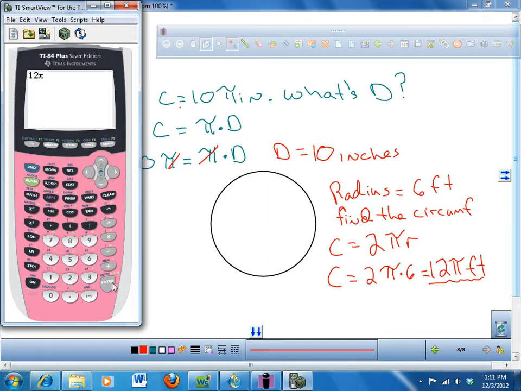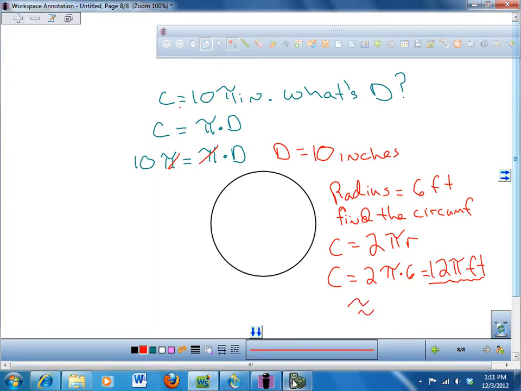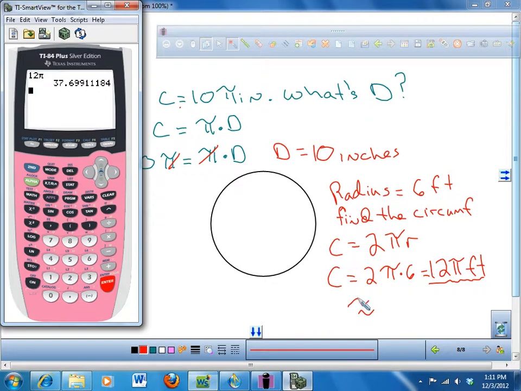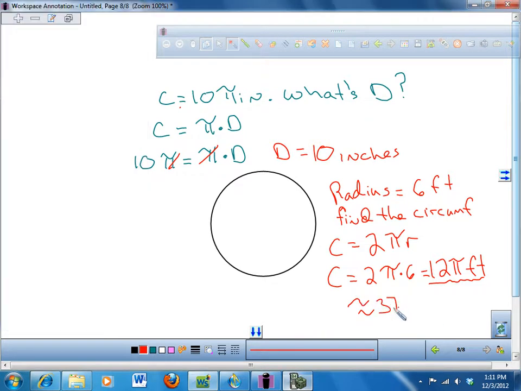And then if I hit enter, I get that it is approximately, to the nearest tenth, 37.7. Okay? 37.7. Always put units on these things. Okay? Going the other way, we just found a circumference to the nearest tenth.